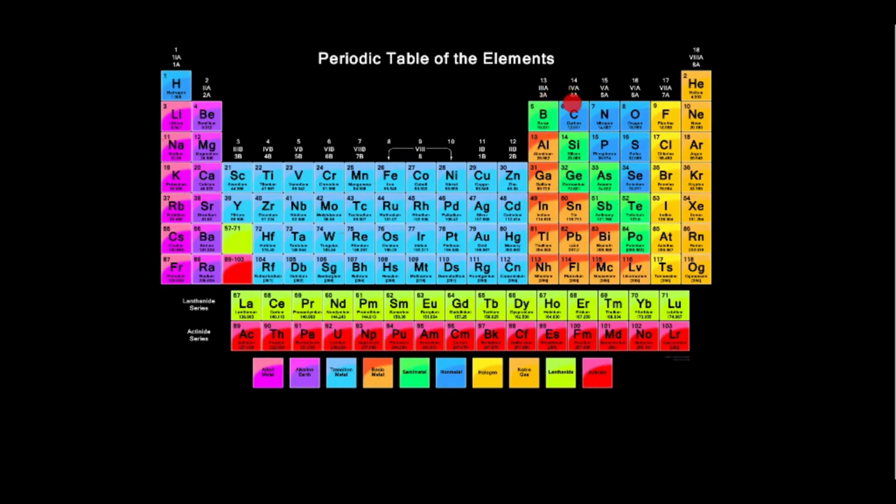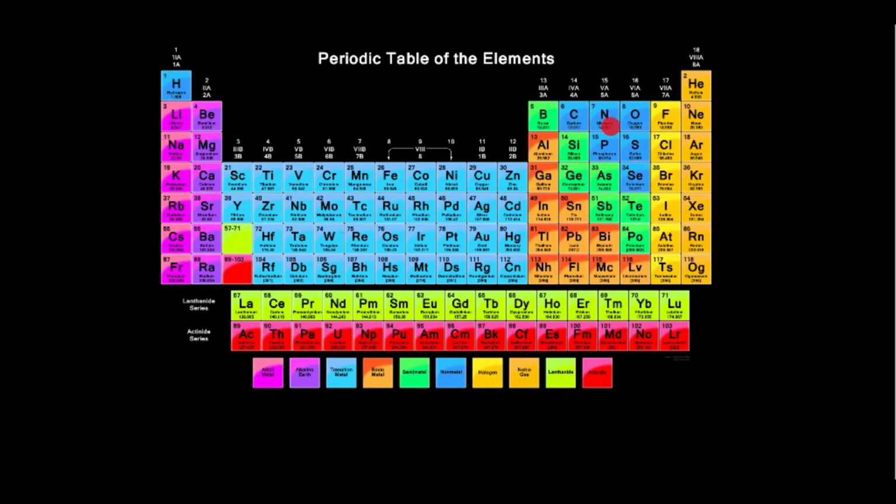Similarly, we have group 4th A. Group 4th A is started from carbon. That's why this group is known as carbon family. This group contains carbon, silicon, germanium, tin, lead, etc. So this is the group 4th A of the periodic table.